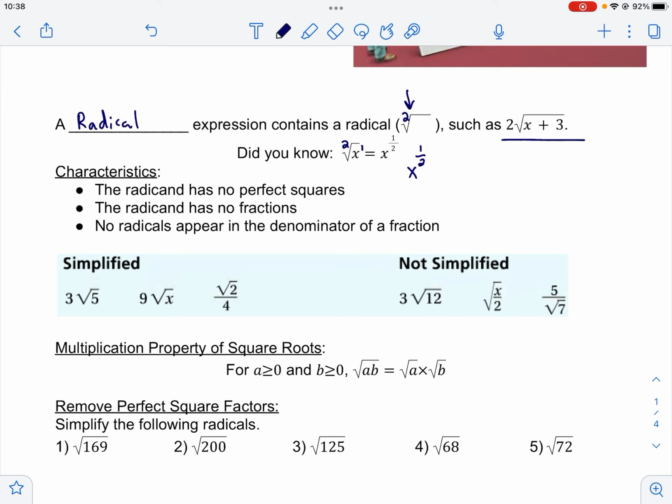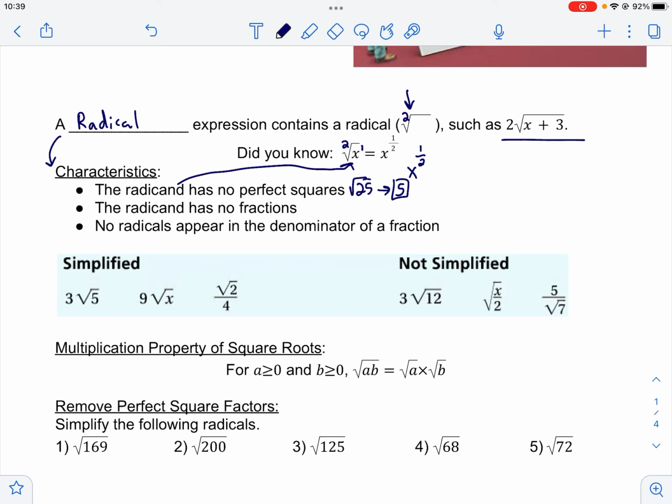Characteristics of a radical: the radicand means the number or the expression underneath the radical. Radical expressions can't have perfect squares under the square root. For example, the square root of 25 is not actually a radical. That's the same thing as just 5. It's not simplified to say the square root of 25. A radicand can't have fractions, and no radicals will appear in the denominator of a fraction.